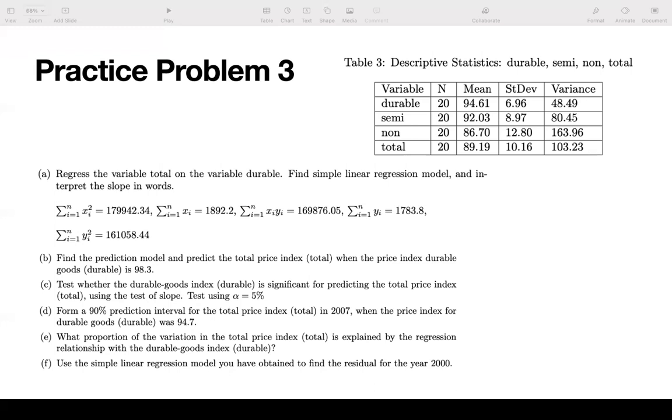And for part E, what proportion of the variation in the total price index is explained by the regression relationship with the durable goods index. And also lastly, we have to use the simple linear regression model to find the residual for the year 2000. So I'll also give 10 minutes for this one, and we'll share the solutions with you after 10 minutes.